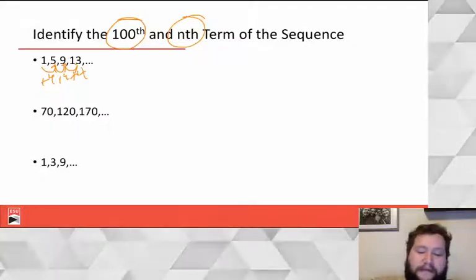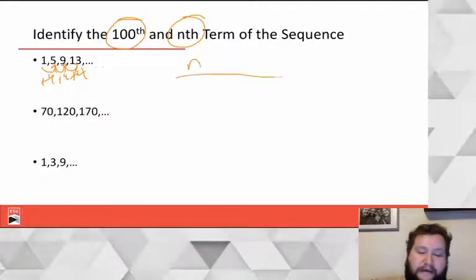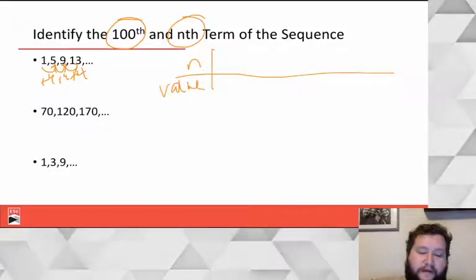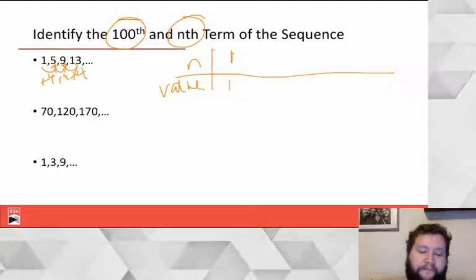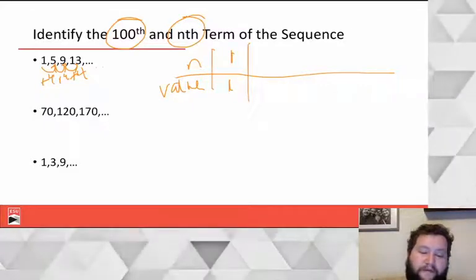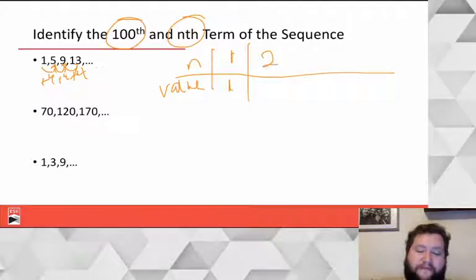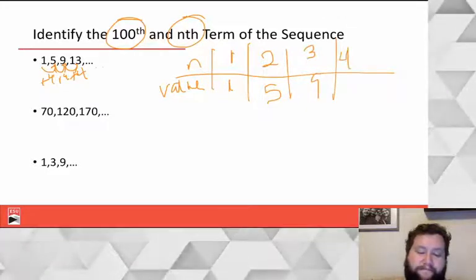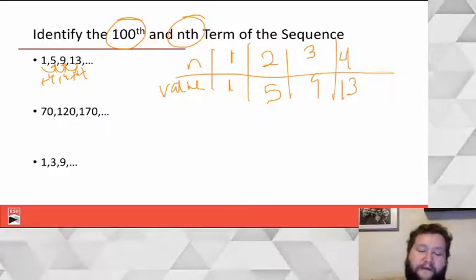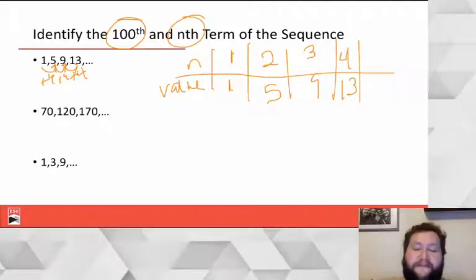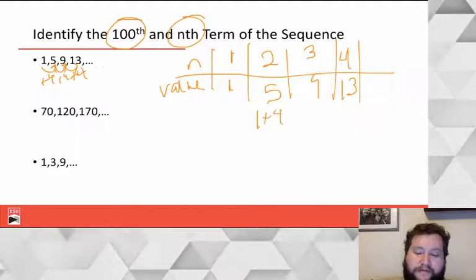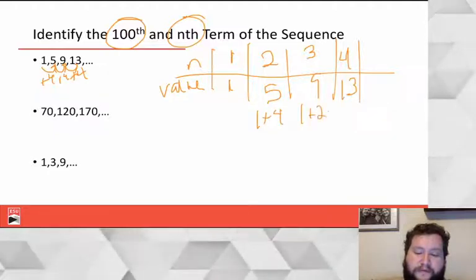So if we go ahead and make a table, n, and then I'll just write value down here. When n equals 1, our value is 1. When n was 2, our value was 5. When it was 3, it was 9, and when it was 4, it was 13. And so let's try to think about where we see this plus 4. This is 1 plus 4. And here we have 1 plus 2 4s, 1 plus 3 4s.